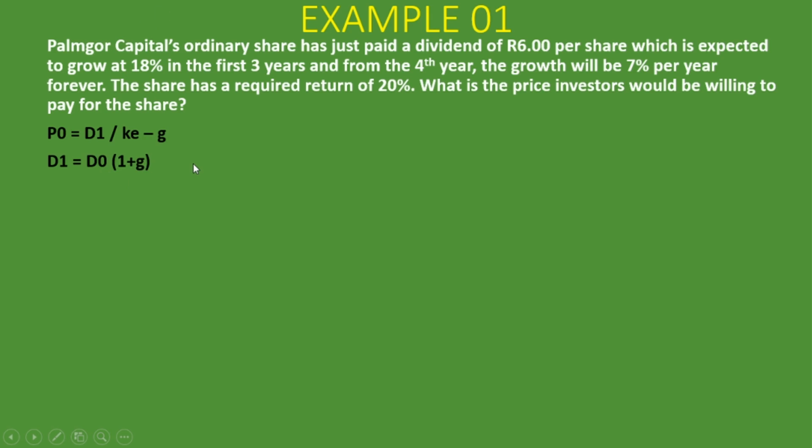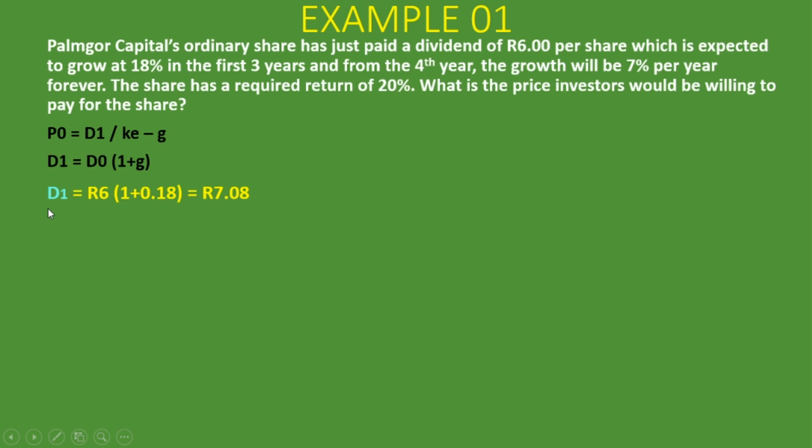So we usually put all our percentages as a decimal. If you want to get the decimal, you just take the percentage divided by 100. So in this case, we take 18 divided by 100. It's going to give us 0.18. So it's going to be 1 plus 0.18, the growth rate in the supernormal period. So let's do D1. D1 is the 6 Rand times 1 plus 0.18, and it gives us 7 Rand 8 cents. Now that is the dividend at period 1.